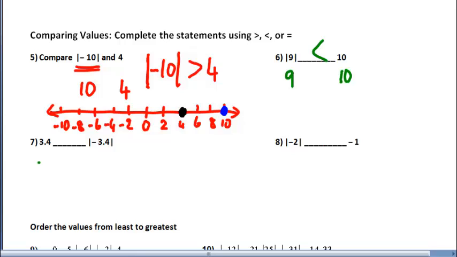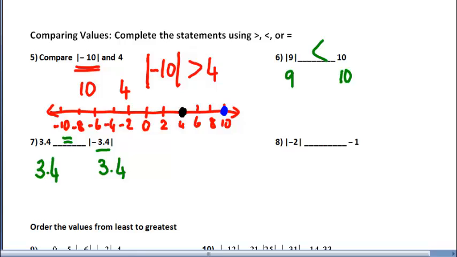Let's move on here. This is still a 3.4 because it has no absolute value, it's just a plain old number. In this case though, it's the absolute value of a negative 3.4, so it is a positive 3.4. They are both equal.